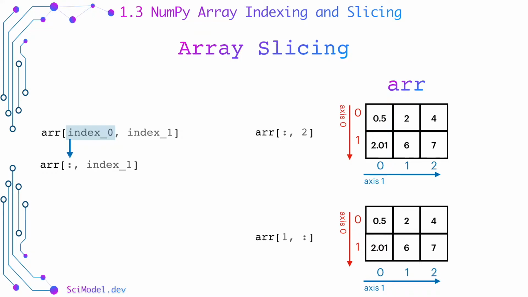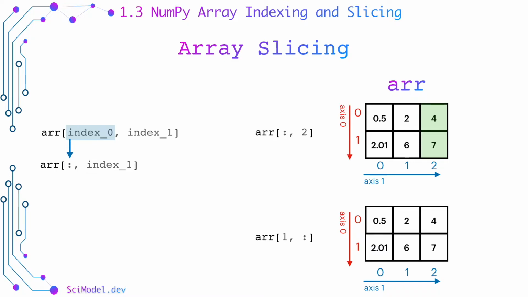The colon is not only used to extract a row from an array. In general, the colon takes a full slice in the axis it is specified at. In the first example, a column was chosen since the colon was placed at a row axis, or axis 0 in the case of a two-dimensional array. Values 4 and 7 were chosen from the array since the column index was specified at index 2.